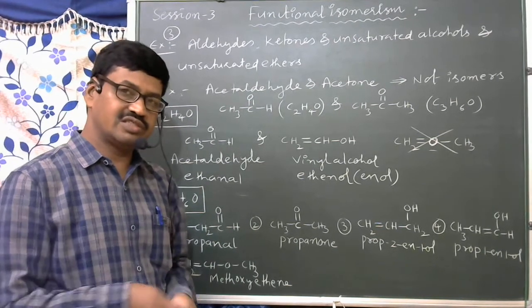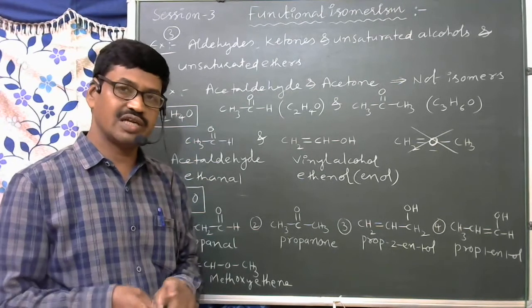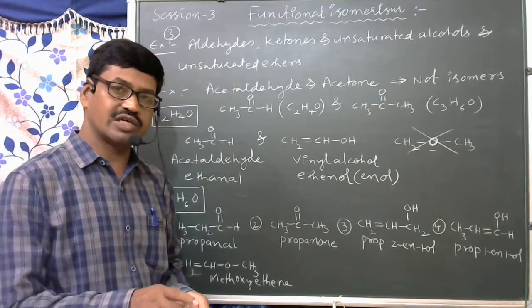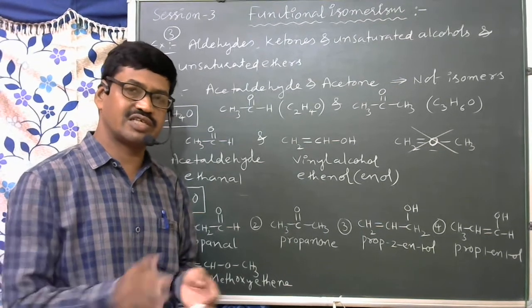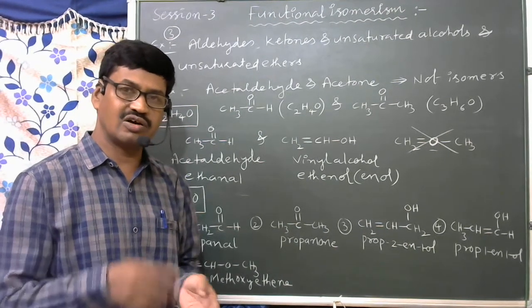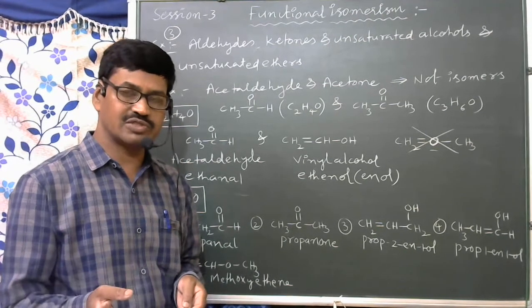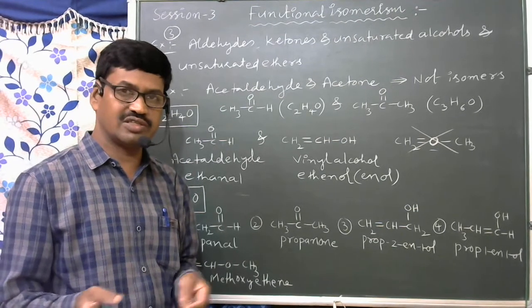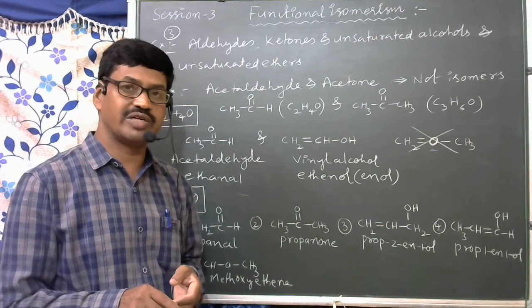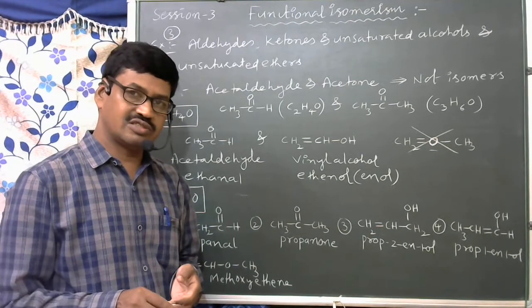In the next session, we will discuss some more examples of functional isomerism only, like nitroalkanes, alkyl nitrites, cyanides and isocyanides, primary, secondary, tertiary amines, and phenols, phenolic ethers. Different examples we have. If possible, along with those examples, we will discuss metamerism in the next sessions.